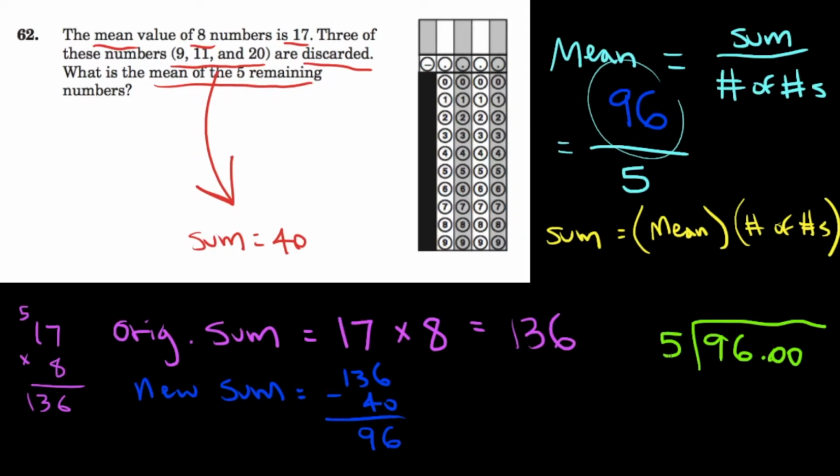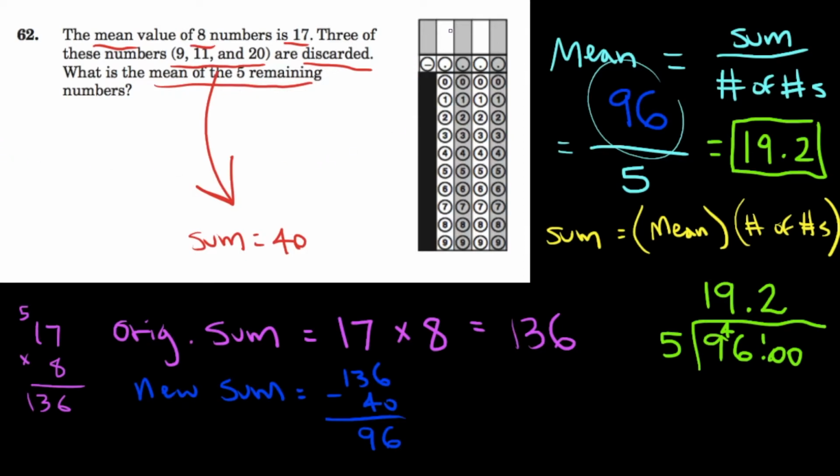Using short division, 5 goes into 9 once, that would be 5, so there are 4 left over. And 5 goes into 46 9 times, that would be 45, so there's 1 left over. 5 goes into 10 twice evenly, so 96 over 5 is 19.2, and that is the mean of those 5 numbers.